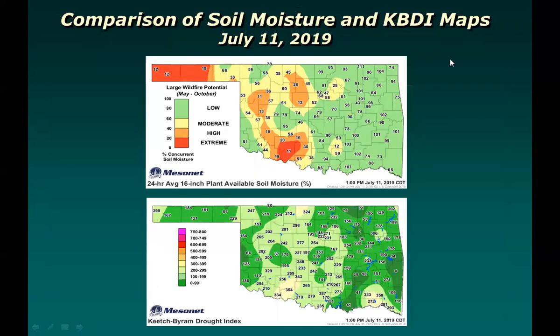Just to show you how FFDI and KBDI maps can differ, this is for the same day, July 11, 2019. The FFDI map was already showing a lot of areas that were in danger, these red areas and also in the orange, whereas the KBDI map was showing everything nice and green. It actually suggests no fire danger at all given appropriate fire weather conditions.